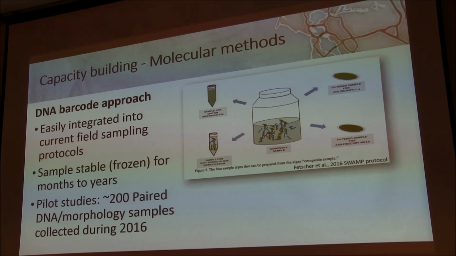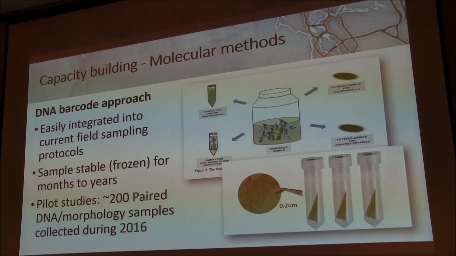In January or February, we rolled out a molecular sampling protocol, and many of you willingly volunteered to collect DNA samples for us, and we are eternally grateful. And we were able to send out a number of sampling kits to our collaborators, and the DNA protocol itself just involved collecting one extra filter from your composite bucket during algal bioassessment sampling, and then that filter was preserved in a preservative, which then keeps the sample stable, frozen for months to years.